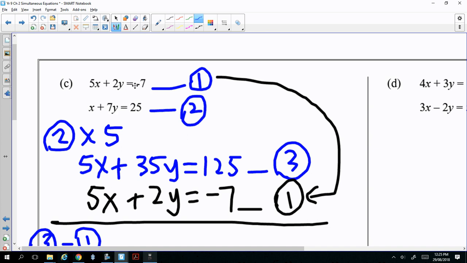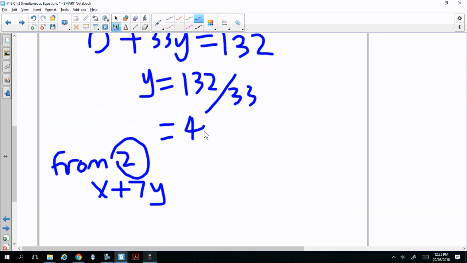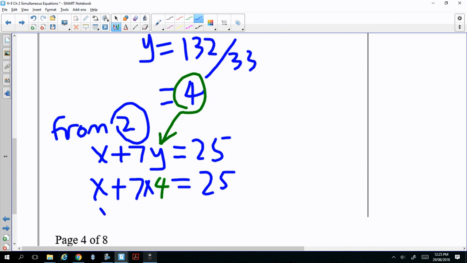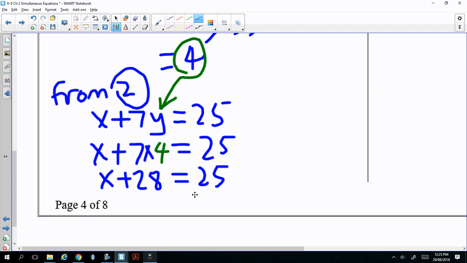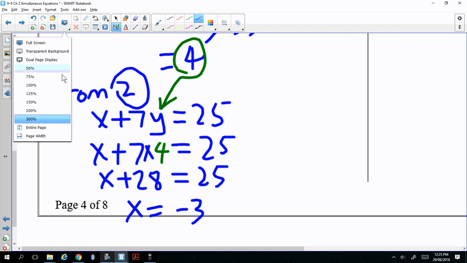So x plus 7y equal to 25. Put the 4 into y. x plus 7 times 4, so x plus 28 equal to 25. What's x equal to? Negative 3. All right, continue. Have you all finished? Got it? Minus 3.